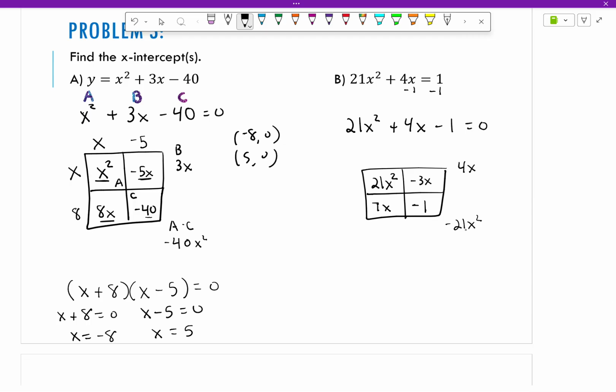They multiply to make negative 21x squared. And if I combine them, I get 4x. So 7x times 3x makes the 21x squared. 3x times negative 1 makes negative 3x. 7x times 1 makes 7x. And 1 times negative 1 makes the negative 1. So now I have 3x plus 1, 7x minus 1 equals 0.